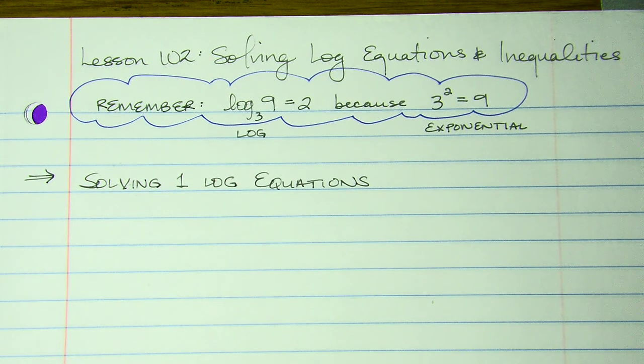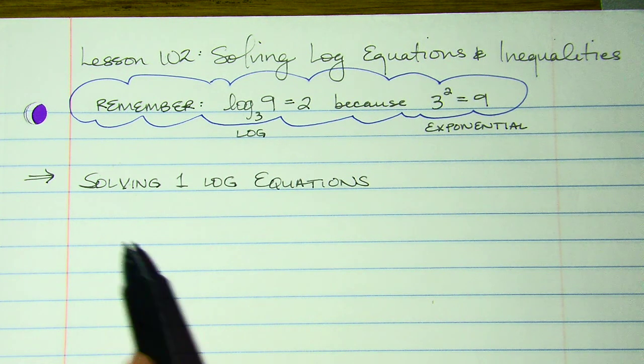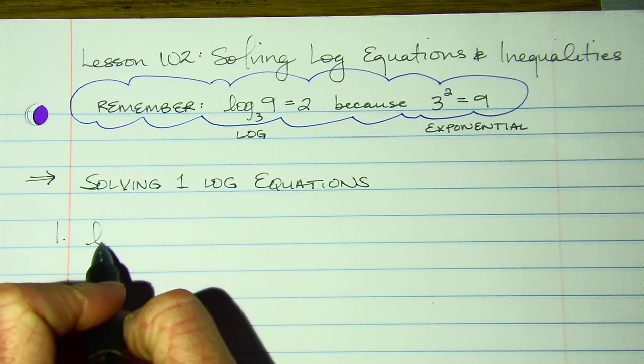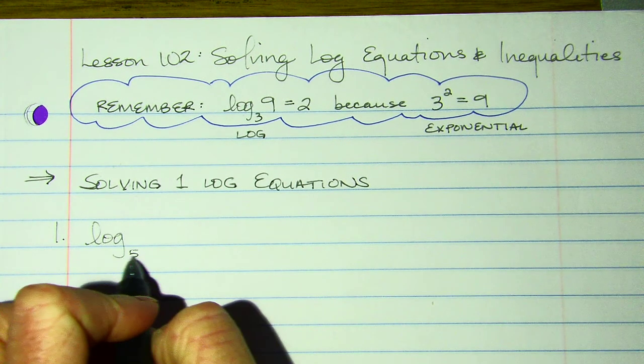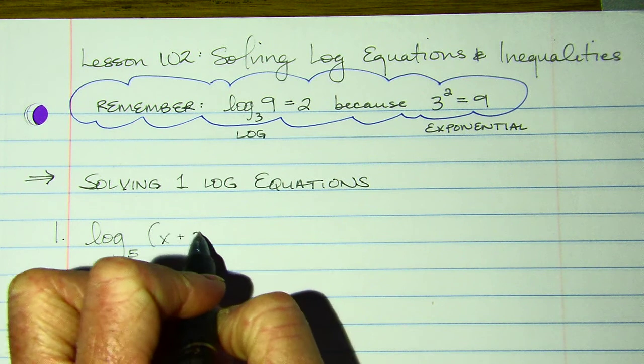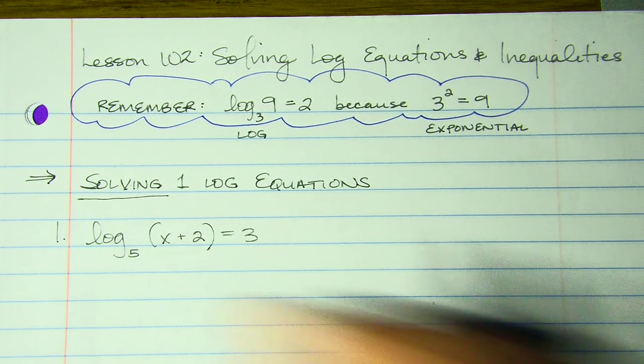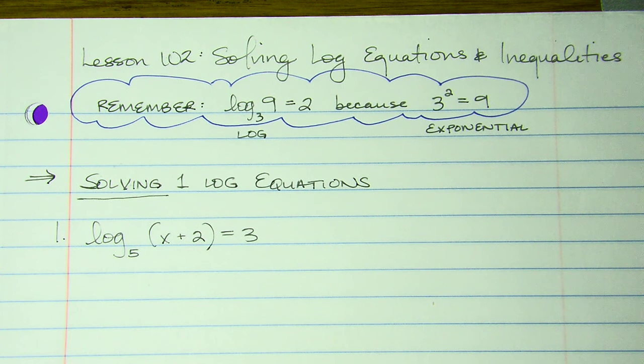So this section is broken up into parts, and I'm going to start with how to solve equations where I only have one log. I'm going to do a couple examples with you. So if I have log base 5 of x plus 2 equals 3, and we are solving for x, let's go over the parts.